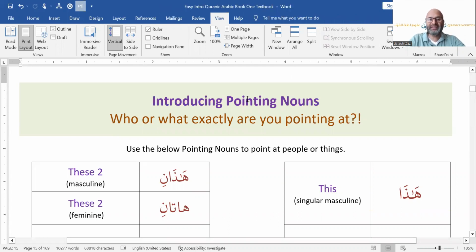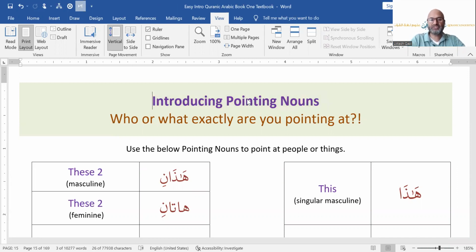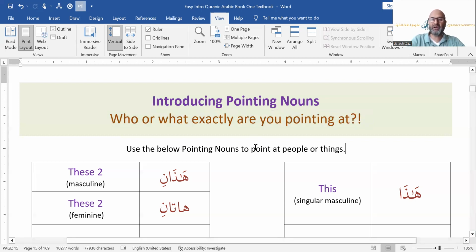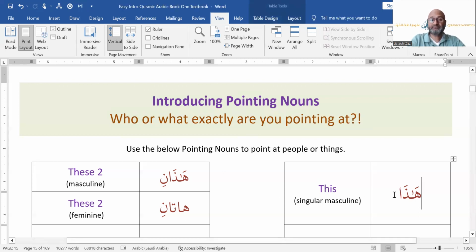Let's talk about pointing nouns. We will do lots of lessons on pointing nouns. In each lesson, we'll take a small amount of new information, new vocabulary. So this is just an introduction to pointing nouns. Pointing nouns are used to point at people or things. Pointing nouns also have number and gender. So you have singular, dual, plural number, and you have masculine and feminine gender.